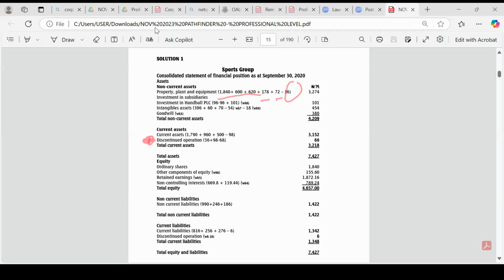Investment in subsidiaries, we have taken that all away. We've used that to get the amount of goodwill that we have. The goodwill comes here. You will see that that goodwill is only 380. It's the one we got under football. The one we got under volleyball has been fully impaired. Investment in handball, we've already seen that in our calculation was 101, I remember. Intangible assets, this is the one for sport, for football, for handball.